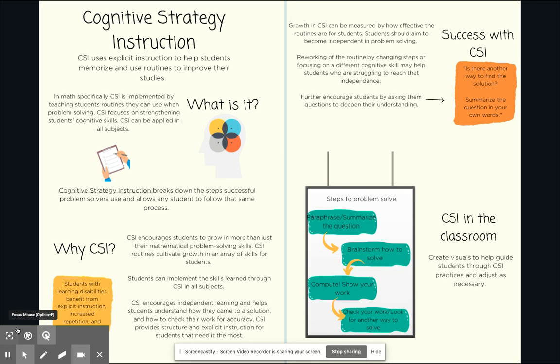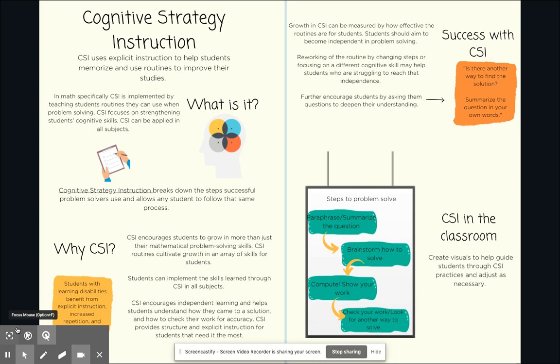Further encourage your students by asking them questions to deepen their understanding. If your students are good to go, they are succeeding at CSI, well, push them a little further by asking them inquisitive questions like, is there another way to find the solution? And summarize the question in your own words.